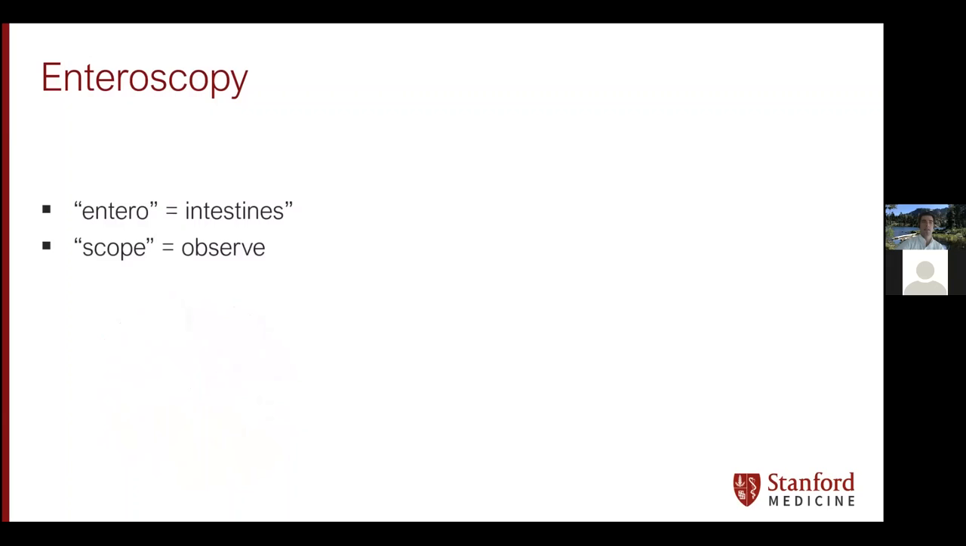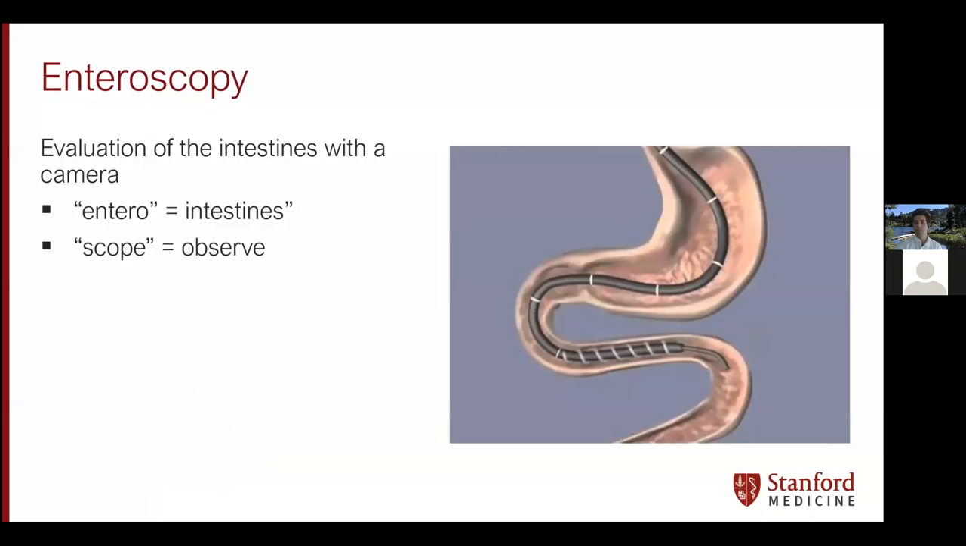Yeah. So you guys are absolutely right. So entero means intestines. Scope means to observe. So enteroscopy is evaluation of the intestines with the camera. And you're absolutely right that it's a fiber optic camera. So enteroscopy is going all the way through the stomach and into the intestines.